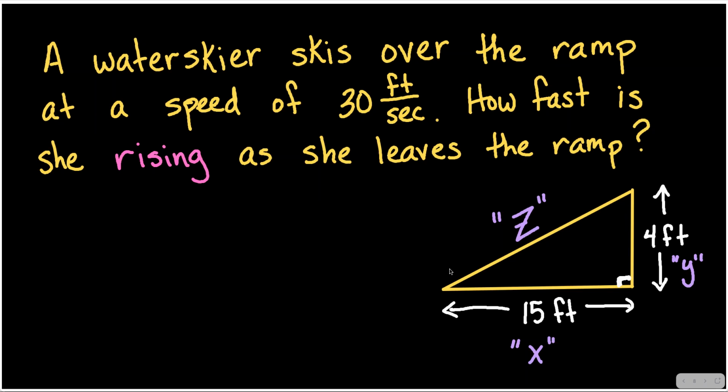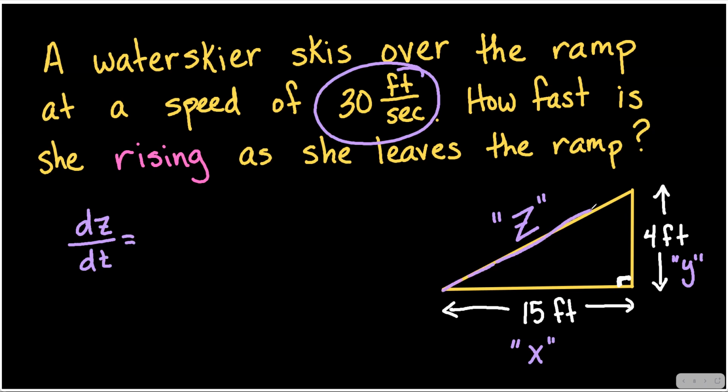So first things I know, I'm given the fact that dz/dt, that's the rate as far as I'm going over the ramp itself. The speed here that I'm traveling along this ramp is 30 feet per second.